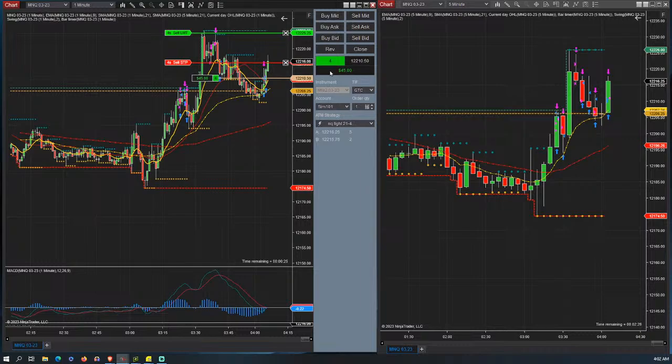So if you guys that don't know what a micro Nasdaq contract is, it's a 1/10 the size of a mini. A mini is a larger one.